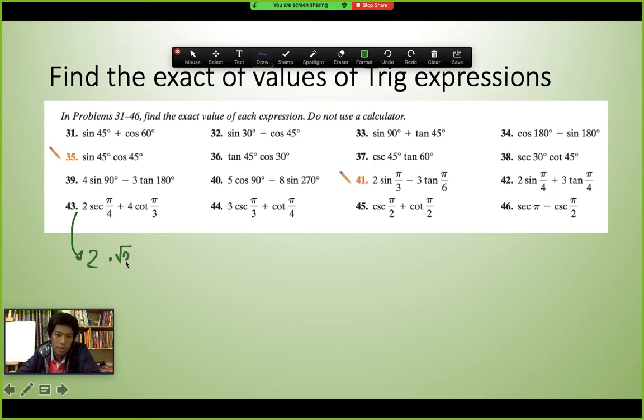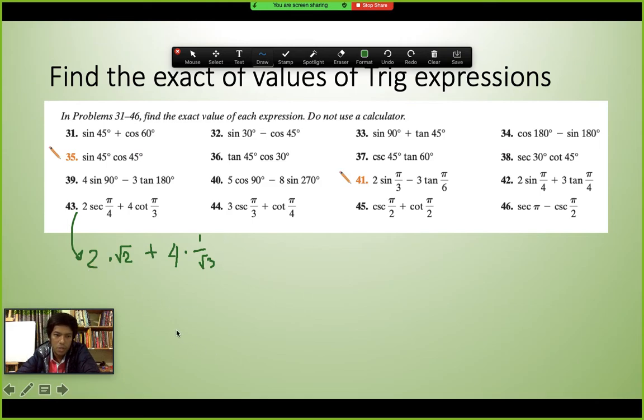That's why cos 45 degree is 1 by root 2. Then plus 4 cot pi by 3. So cot pi by 3, pi means 180, 180 divided by 3 means 60. So cot 60. Cot 60 is the reciprocal of tan 60. So tan 60 equals to what? Tan 60 degree equals to root 3. Cot 60 will be 1 by root 3.